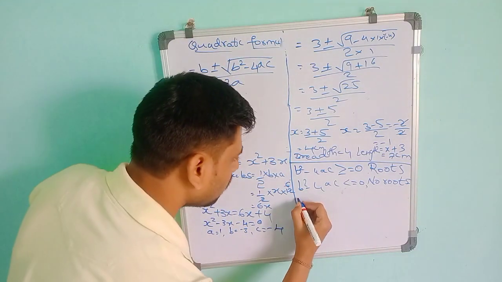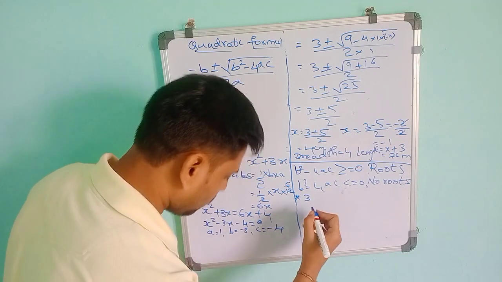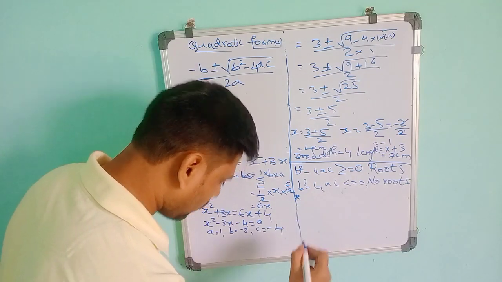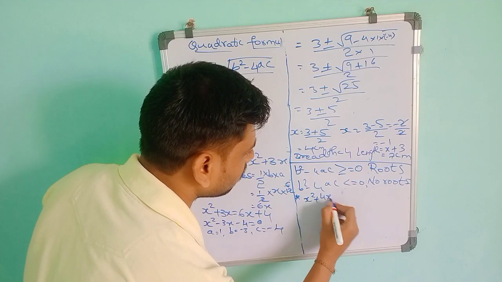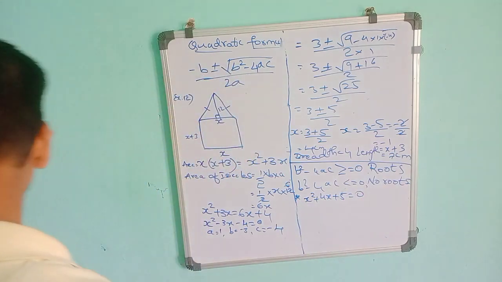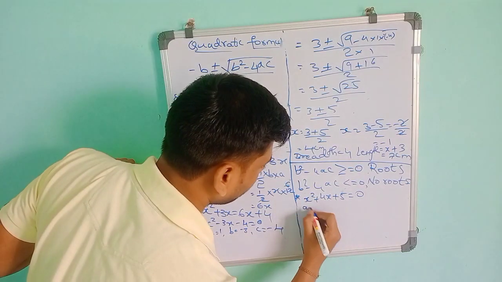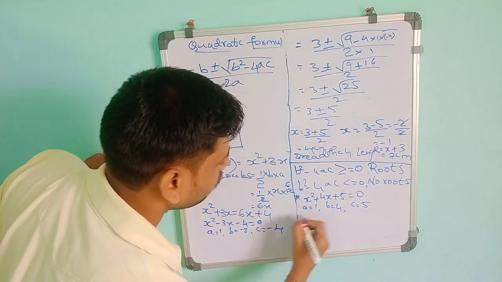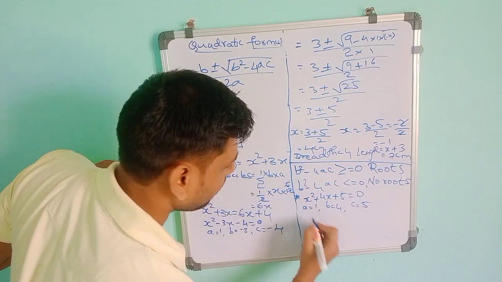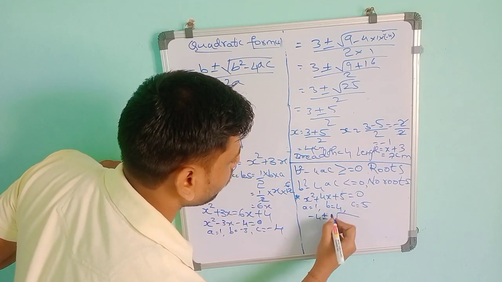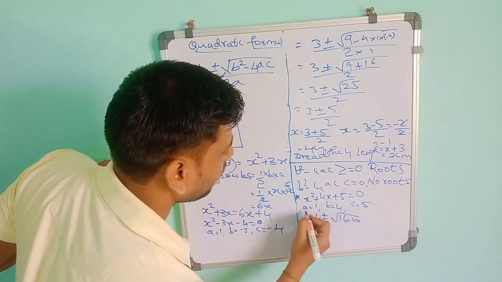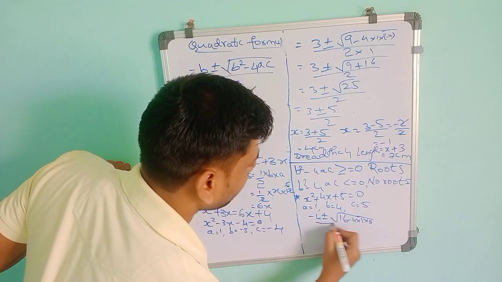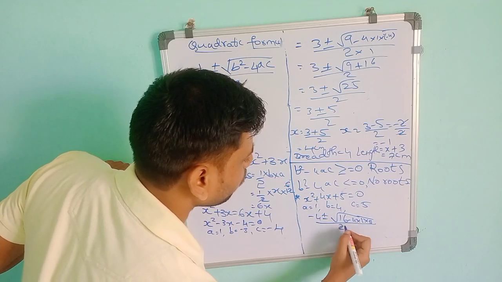They gave x square plus 4x plus 5 is equal to 0. So in this, a is equal to 1, b is the coefficient of x, 4, and c is the constant number 5. So put these values in the formula. Minus b is minus 4, plus or minus root of b square, which is 16, minus 4 into a, which is 1, into c, 5, divided by 2a, 2 into 1.